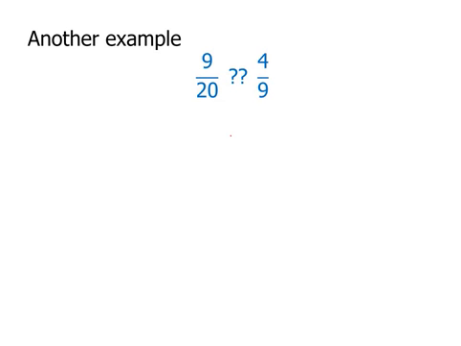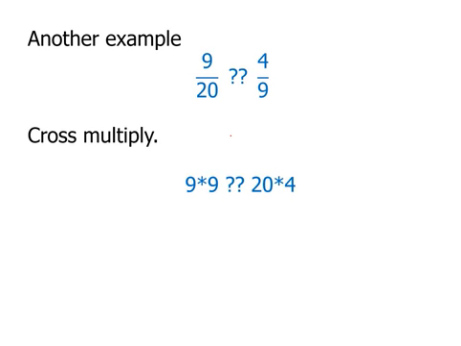Here's another example. Pause the video and see if you can figure this out yourself. Okay, again, we're going to cross-multiply, which will not change the direction of the inequality. And, of course, 9 times 9 is 81. 20 times 4 is 80. 81 is greater than 80. So that means that 9 over 20 is greater than 4 over 9.